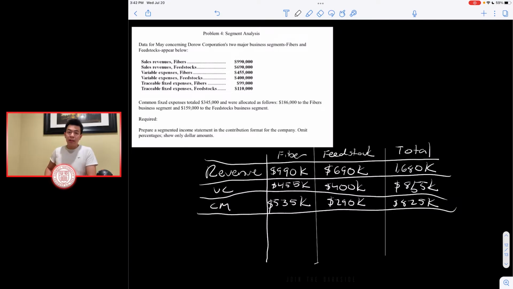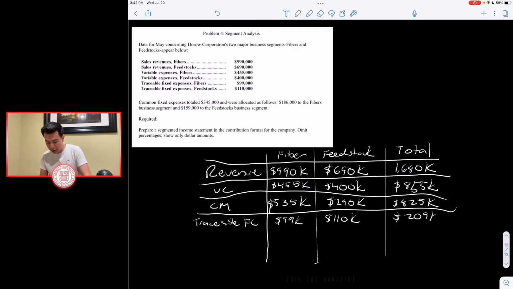We're going to get 825K. And to check that total CM number, what you can also do is add the fiber and the feedstock CMs together to double check your answer and make sure you didn't make any mistakes in previous rows. Next, we're going to have traceable fixed expenses. For the fiber, it's going to be 99K. And for the feedstock, it's going to be 110K. Okay? So if we add those up together, we're going to get 209K.